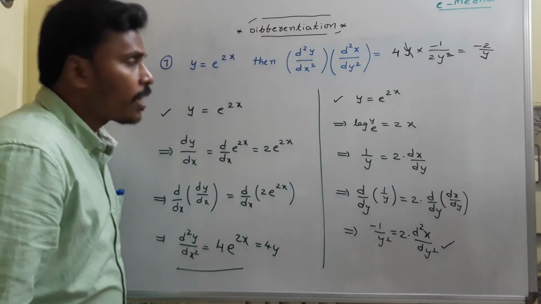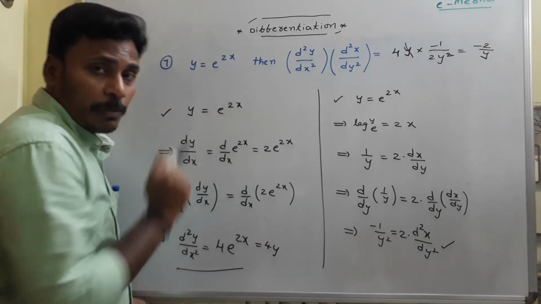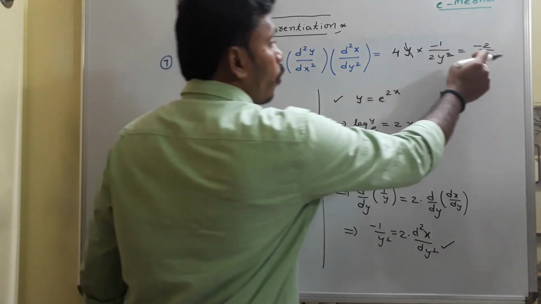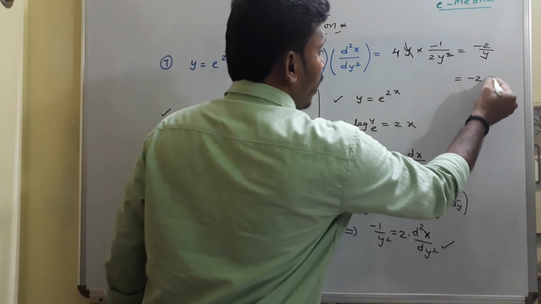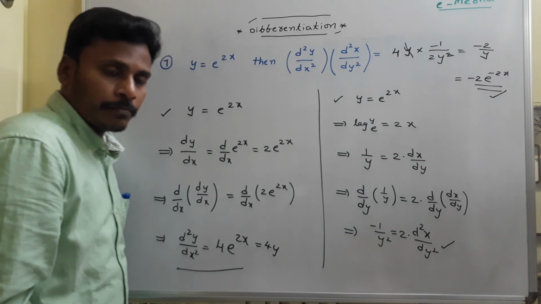That's our answer. As per the options, we need to choose minus 2 by y, and y is e power 2x, right? So if you replace y with e power 2x, we will get minus 2 e power minus 2x. That's the answer at the end. Have a look.